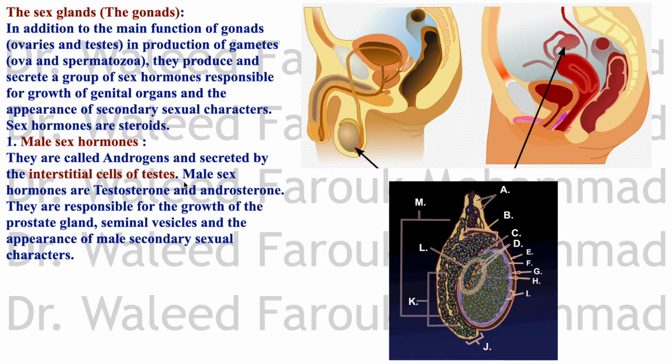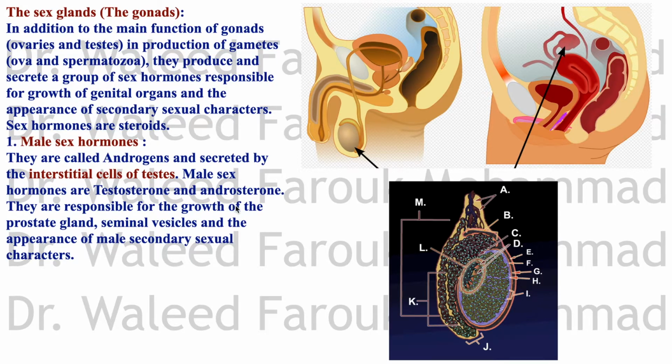Okay, the sex glands. Sex glands produce and secrete group of sex hormones responsible for the growth of genital organs and the appearance of secondary sexual characters. هي اللي بتدي صفات الذكورة وصفات الأنوثة. The male sex hormones called androgens, اسمهم androgens, secreted by cells موجودة في التستس اسمها interstitial cells of Leydig. واحد اسمه Leydig. Interstitial cells.